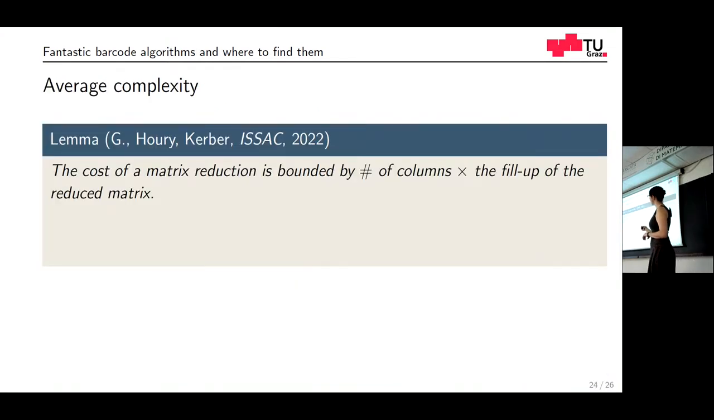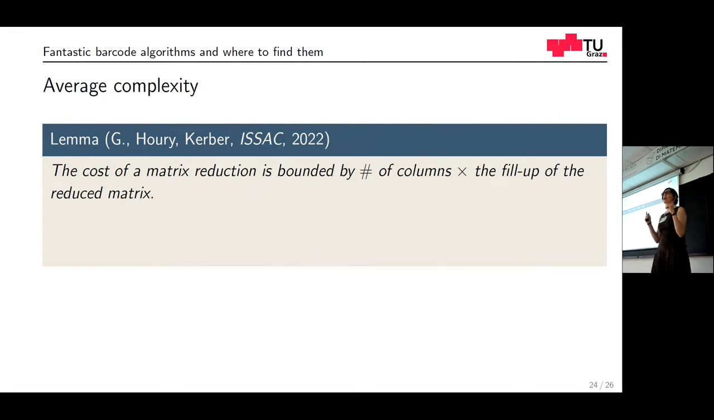So the second observation that we did for the average complexity is that the cost of the matrix reduction, so the number of column operations that I'm going to do, is bounded by the number of columns that I have times the fill-up of the reduced matrix. So this concept of how sparse the matrix is at the end is also important for bounding the complexity. If I can bound the fill-up, then I can bound the complexity.